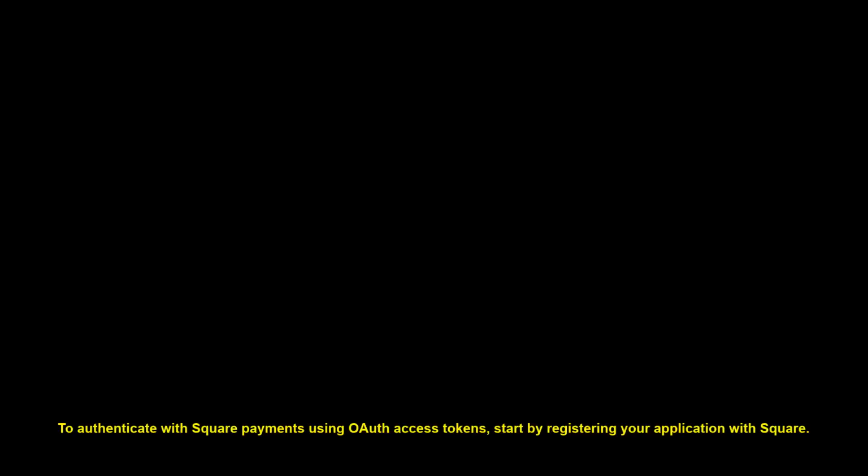To authenticate with Square payments using OAuth access tokens, start by registering your application with Square. Visit the Square developer portal and create a new application. After creating your app, note your application ID and client secret.